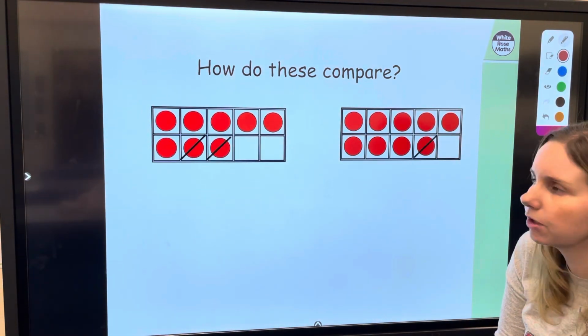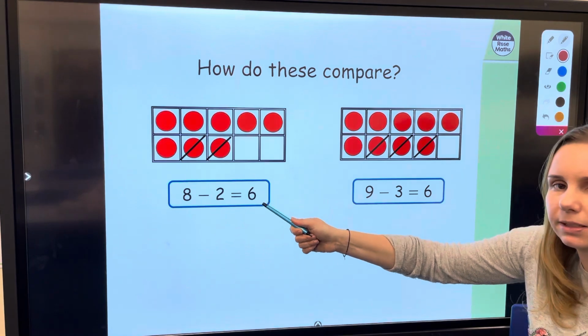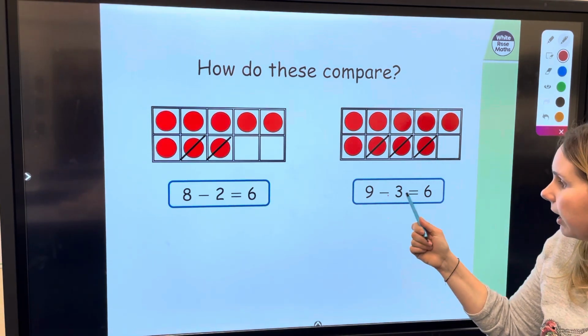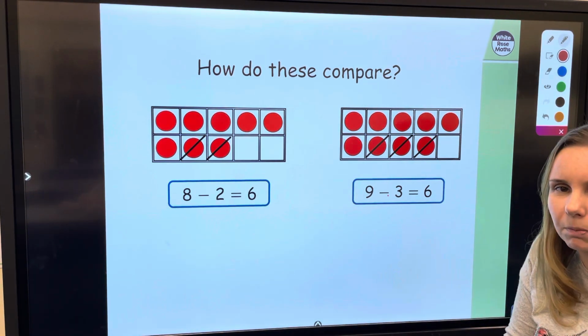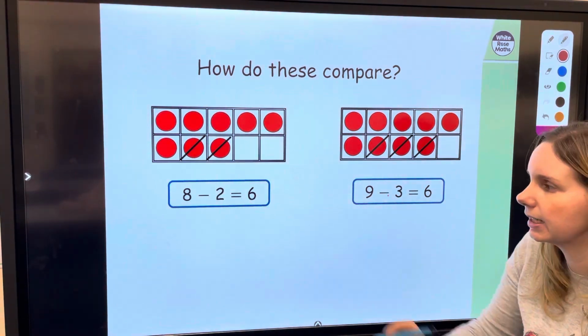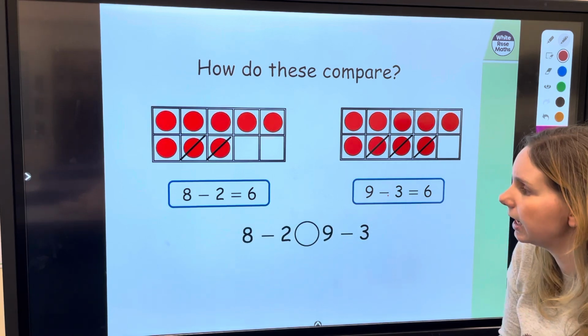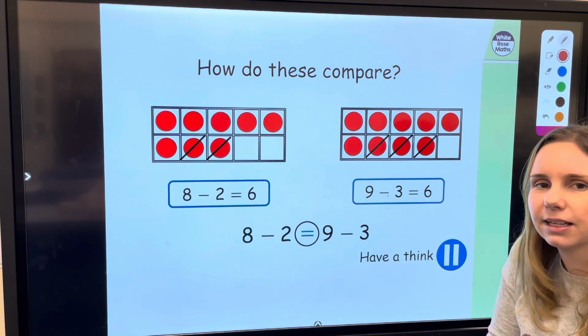Another one. See if you can write the symbol at home for me. 8 subtract 2 equals 6. 9 subtract 3 equals 6. Which symbol would you draw? If this is worth 6 and this is 6, they're different number sentences, but they give the same answer, so it is equals.